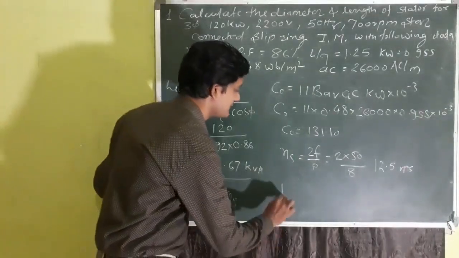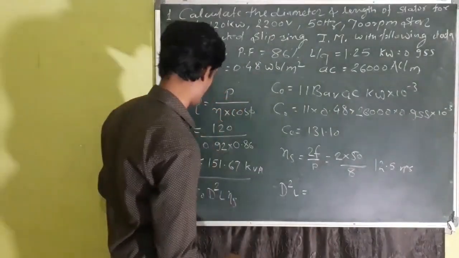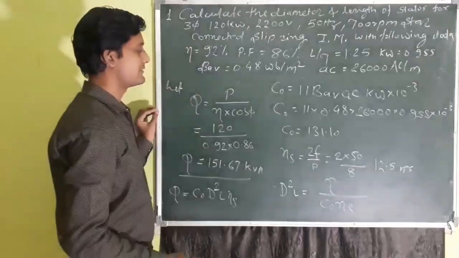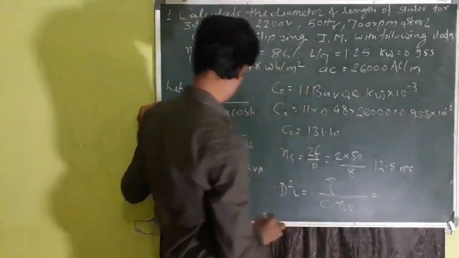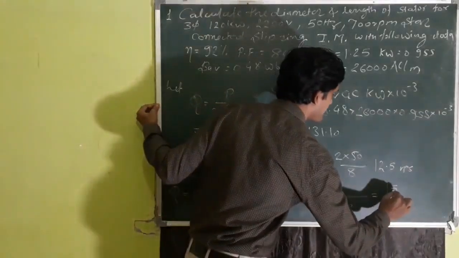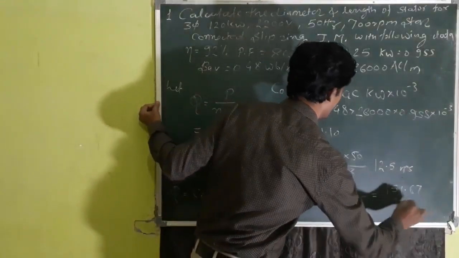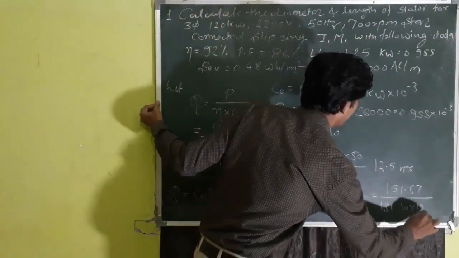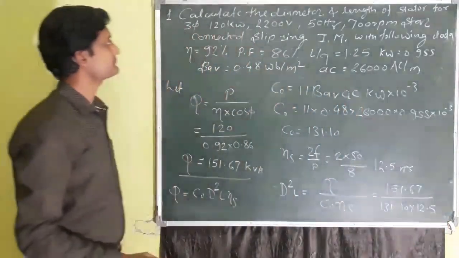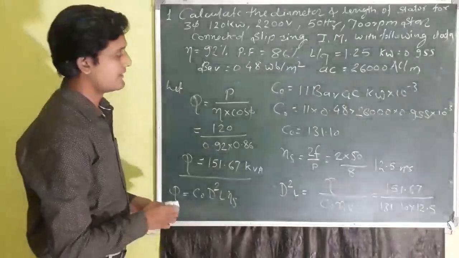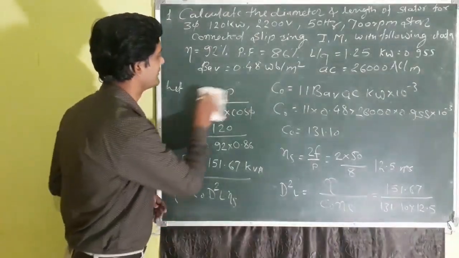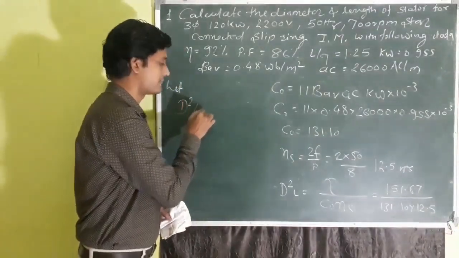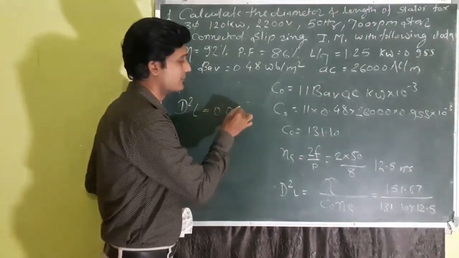After calculating this part, calculate D square L. So D square L is equal to Q divided by C0 into Ns. Now substitute the values. Q is 151.67 divided by 131.10 into 12.5. So the value of D square L is equal to 0.0925.